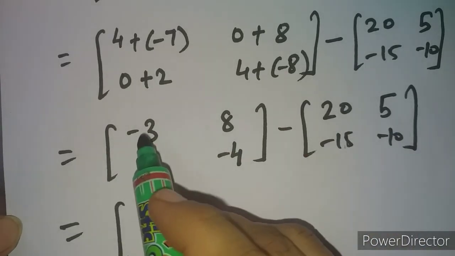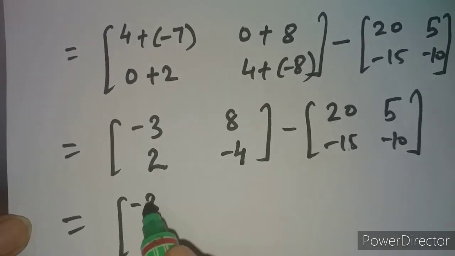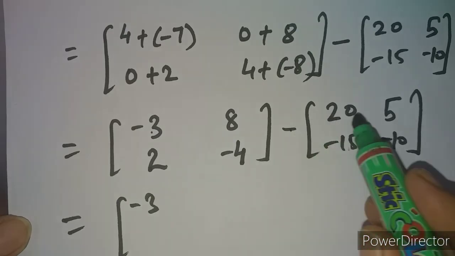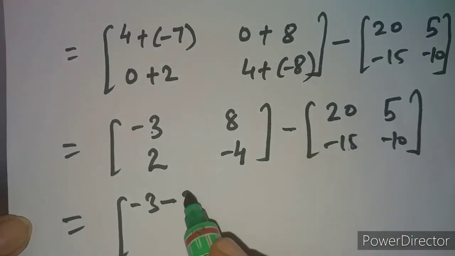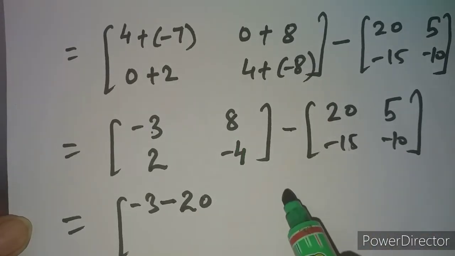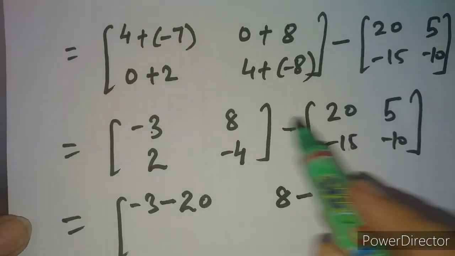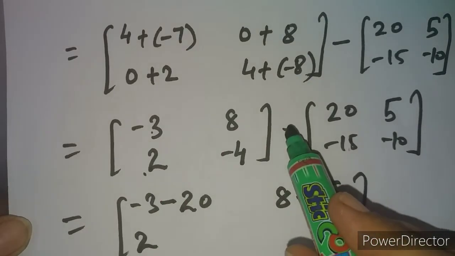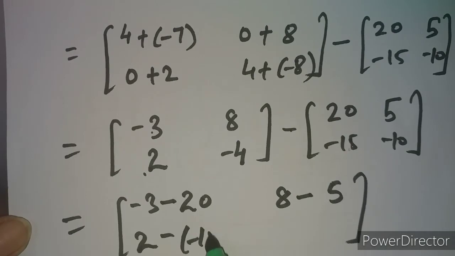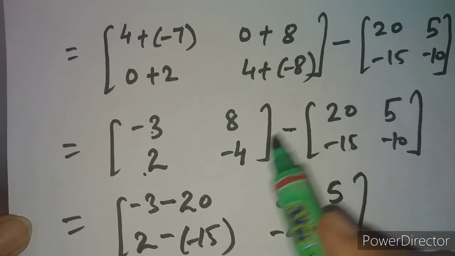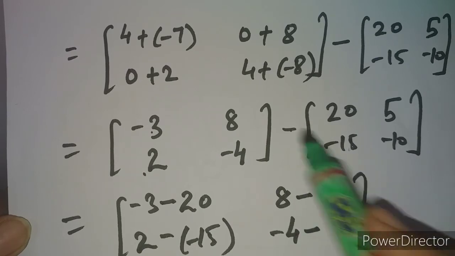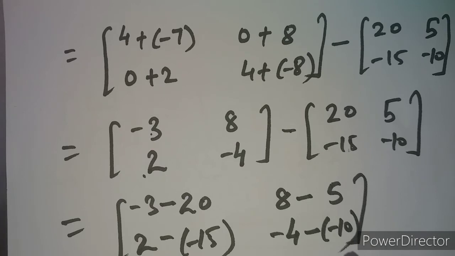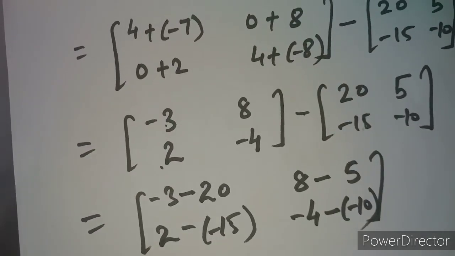Okay, again carefully I will write the signs here. Minus 3, corresponding elements I have to see. Minus 3 from here, minus and 20 from here. So minus and 20, finish. Then 8 is the second number, minus from here and 5 from the next. Then 2 from here, minus from here and minus 15, right? Then minus 4, minus already here, one minus from here and one minus from here also, right? Okay, so this I have to solve now.